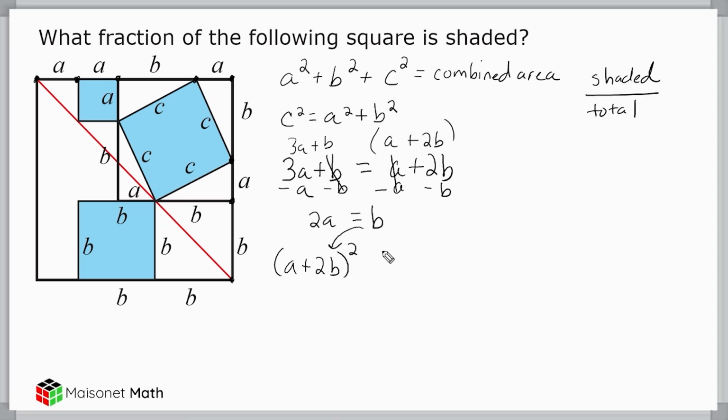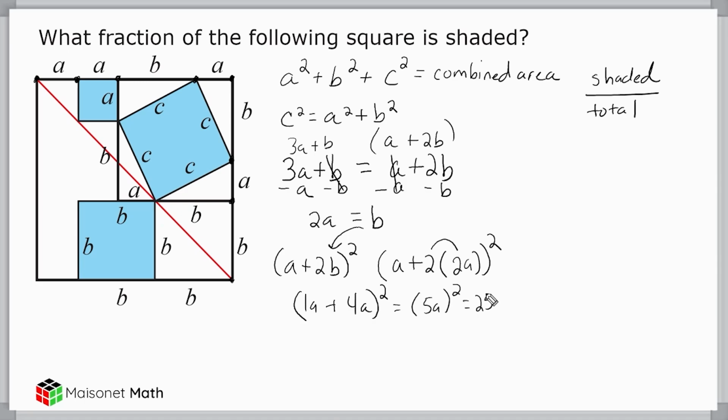So we can rewrite this as A plus 2 times 2A, and then square that. All right, now if we do 2 times 2A, that is going to give us 4A, and we still have this 1A at the beginning, and then we have to square that, and 1A plus 4A, of course, is equal to 5A, and if we square 5A, that is going to be equal to 25A to the second power. So this right here represents the area of this large square right here.